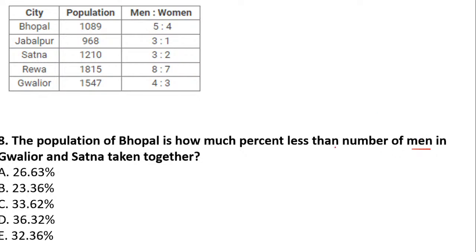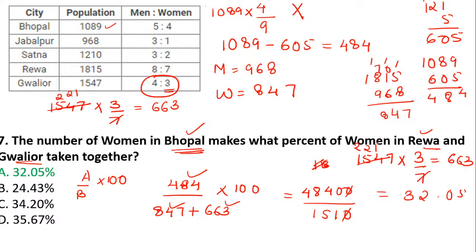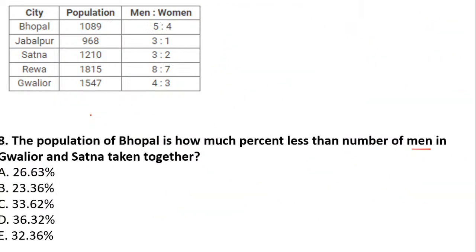So in this question they ask you about women, and in question number 6 you had found out the number of men, so that value, the question number 6 value, you used in 7, and the question number 7 value you used in question number 8. So this is what happens in the examination. Previous questions' values can be used in the next question to save your time and energy. Okay, so here question number 8 is saying the population of Bhopal is how much percentage less than the number of men in Gwalior and Satna together.